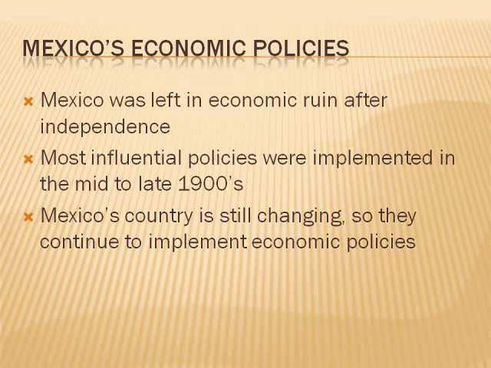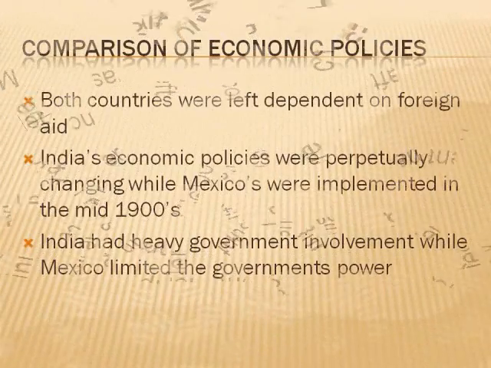Therefore, it took several years for them to become economically stable again. The most effective economic policies were implemented in the mid-1900s. In order to become stable, they needed the help of other countries, which is why they signed treaties such as NAFTA and GATT. They also redistributed land to workers and peasants and passed treaties making it easier to export goods, which helped boost their economy drastically. Mexico's country is still changing, so they continue to implement economic policies today.